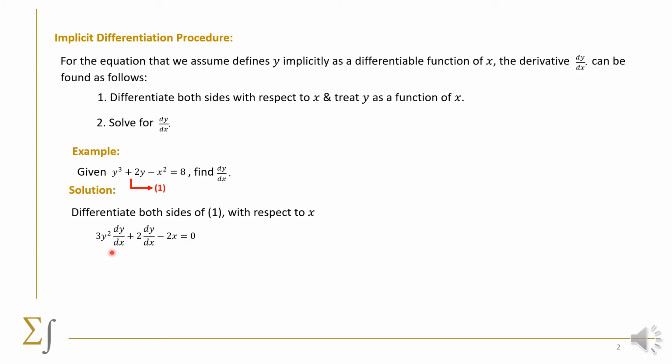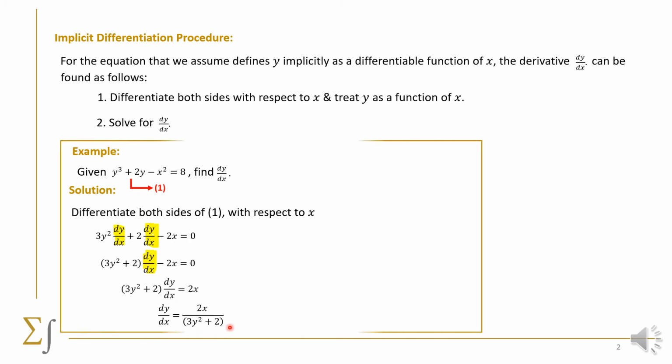Can we see that we have dy by dx common in both the first and the second terms? Yes. So we take it as a common factor. We have 3y squared plus 2, multiplied by dy by dx, minus 2x equals 0. Next, can we move 2x to the other side? Yes, and change its sign. So we have 3y squared plus 2, times dy by dx, equals plus 2x. Next, can we divide both sides by this factor? Yes, it's never 0. So we get dy by dx equals 2x over 3y squared plus 2. And that's the end of this example.